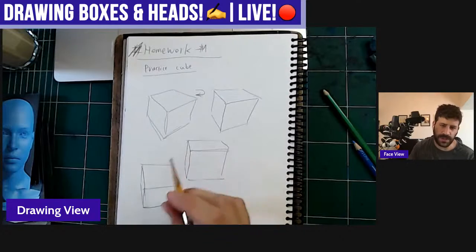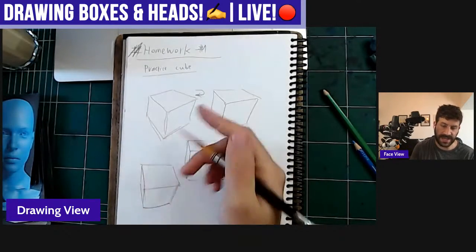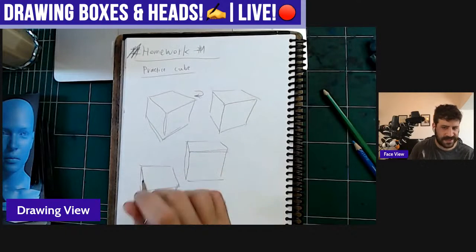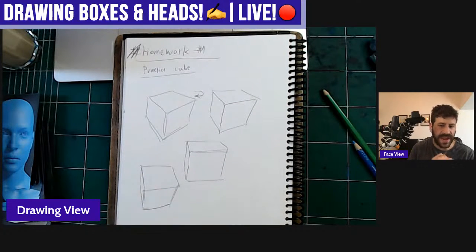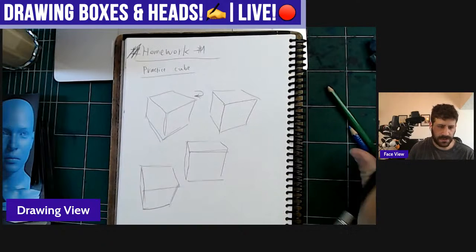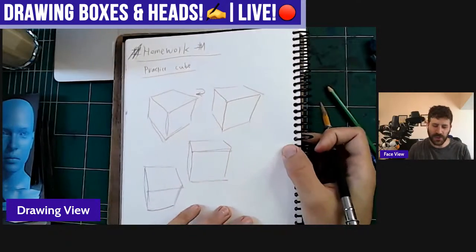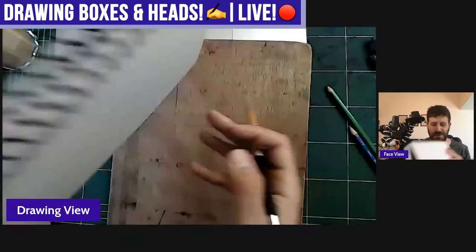If you tell me that you can do this from imagination, any angle, you're good to go on the next step, okay? This isn't easy. This is something I still do every time I practice gestures or drawing the figure. Every time I practice. So don't take it lightly. This is homework number one, okay?